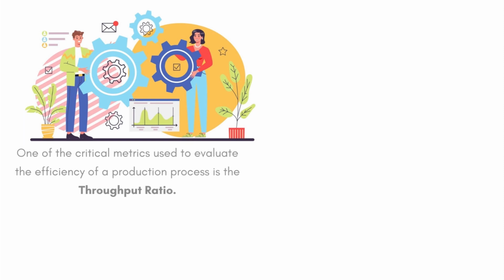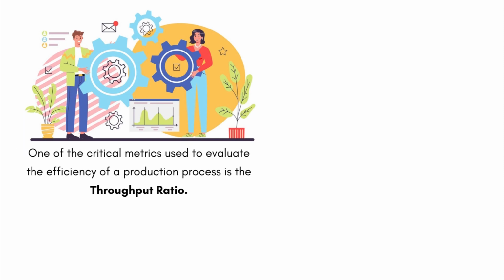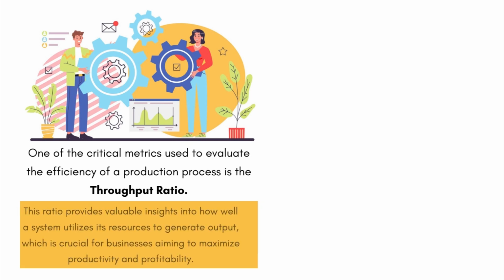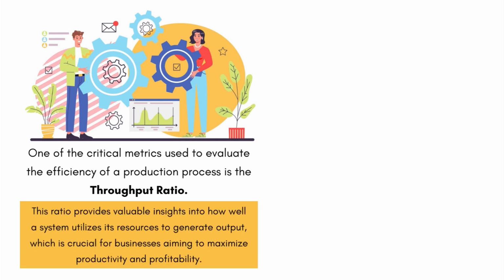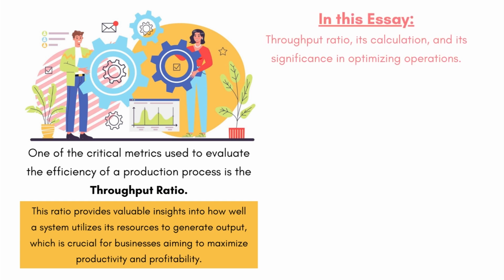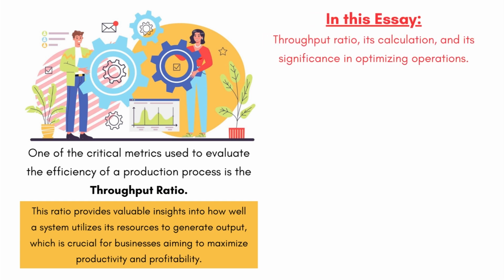In the realm of operations management, one of the critical metrics used to evaluate the efficiency of a production process is the throughput ratio. This ratio provides valuable insights into how well a system utilizes its resources to generate output, which is crucial for businesses aiming to maximize productivity and profitability. In this essay, we will delve into the concept of the throughput ratio, its calculation, and its significance in optimizing operations.